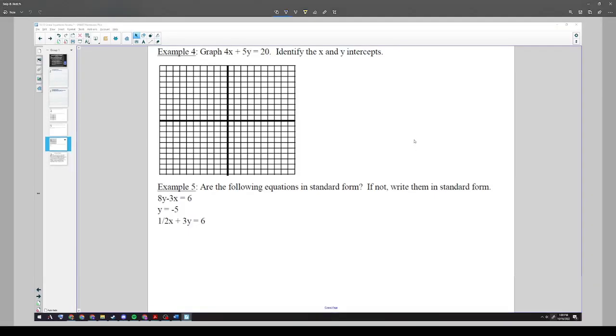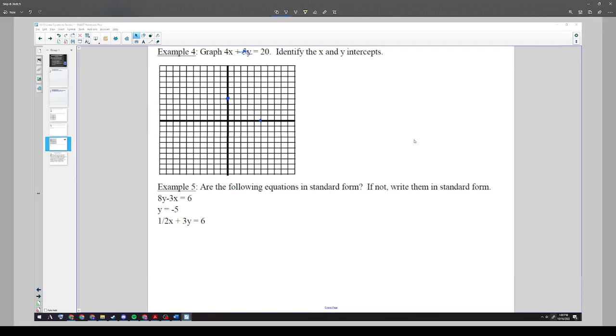4x plus 5y equals 20. So we had a shortcut to find intercepts from standard form. To find the y-intercept, I basically ignore the x, cover it up, and say 5y equals 20, so my y-intercept is 4. Then likewise, I do the same to find the x-intercept. I cover up the y's. 4x equals 20, well, my x-intercept is 5. 1, 2, 3, 4, 5.